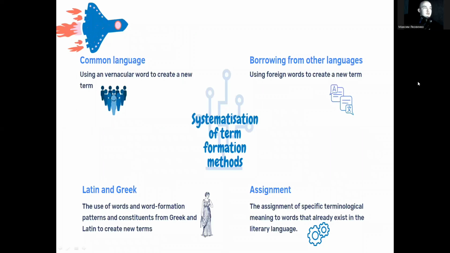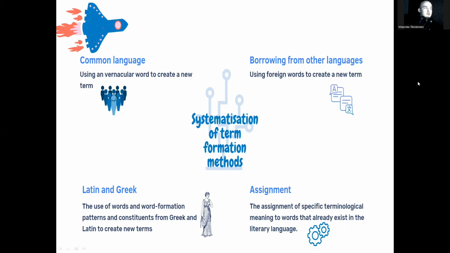The most important component of any special language is terms. Aerospace special vocabulary in English is no exception. There are four methods of forming terms. First is using a common language word as a term. Second, borrowing of foreign words. Third is using words and word formation patterns of Greek and Latin. And the last one, assignment of specific terminological content to words already existing in the language.